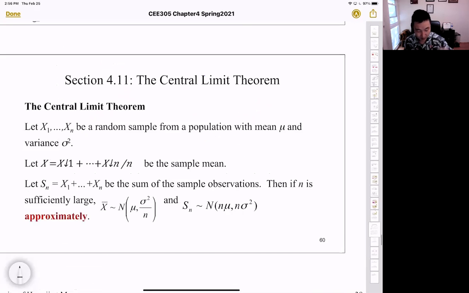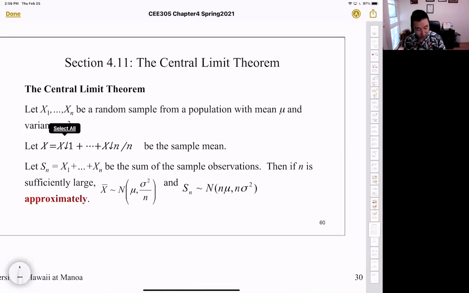And what we have left for chapter 4 is 4.11, called the central limit theorem. This is a very important concept and also more complicated. So I want to save that for next week. So for today, let's just stop here.